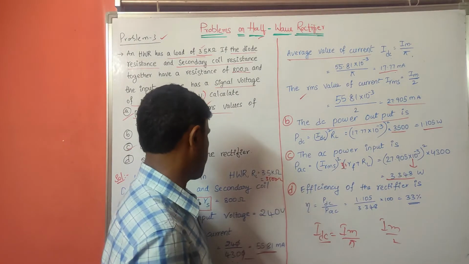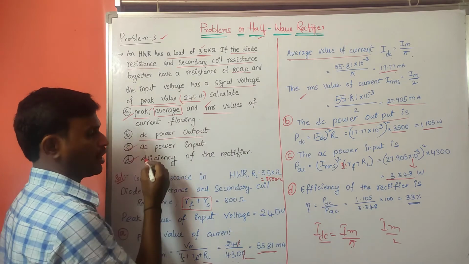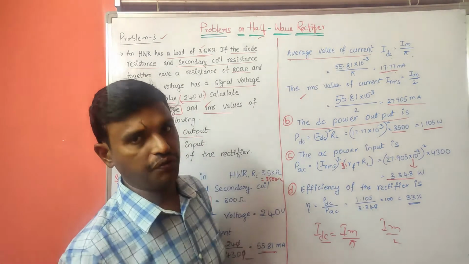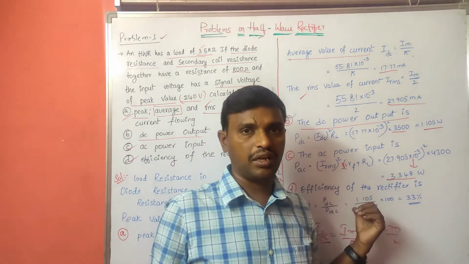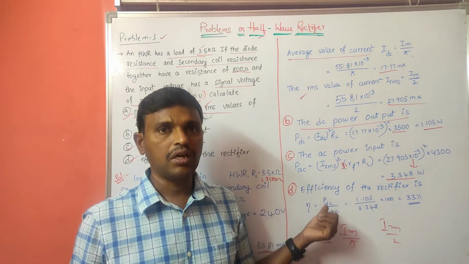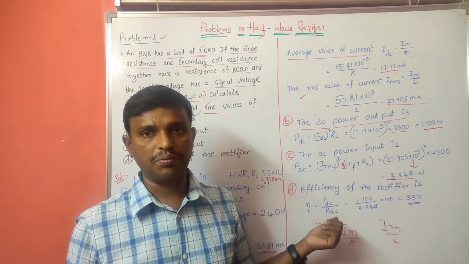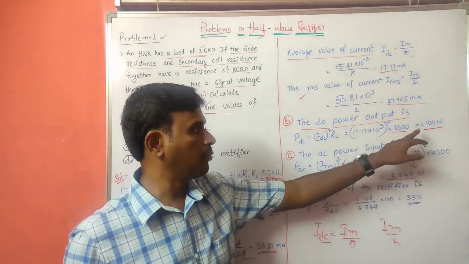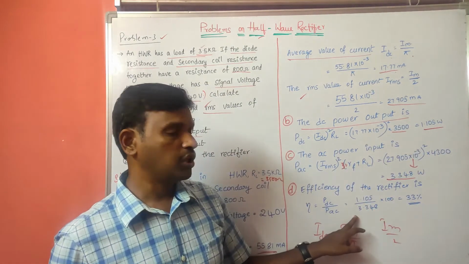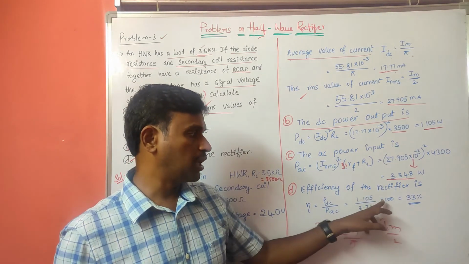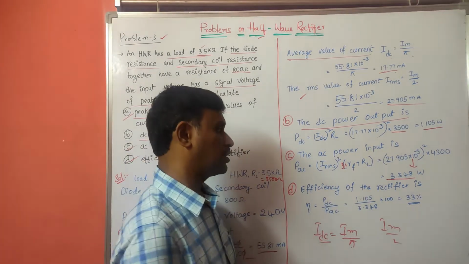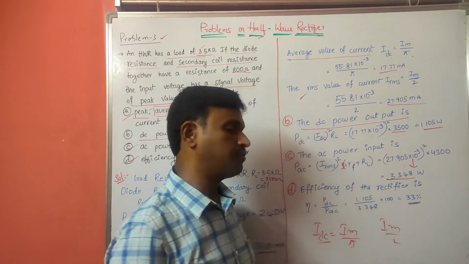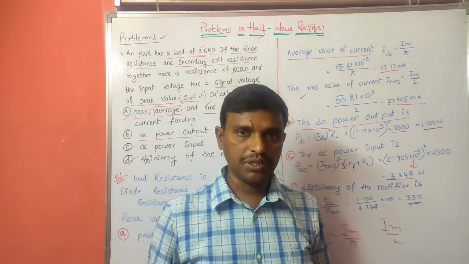The next one is efficiency. The efficiency of a half-wave rectifier, or any rectifier, is PDC by PAC, the DC power delivered divided by the AC input power. PDC we got is 1.105 by 3.348, multiplied by 100. So you will get 33%. The efficiency of this rectifier is 33%.